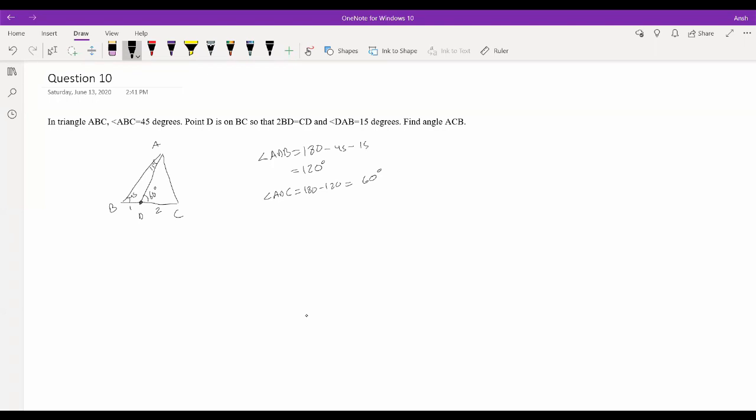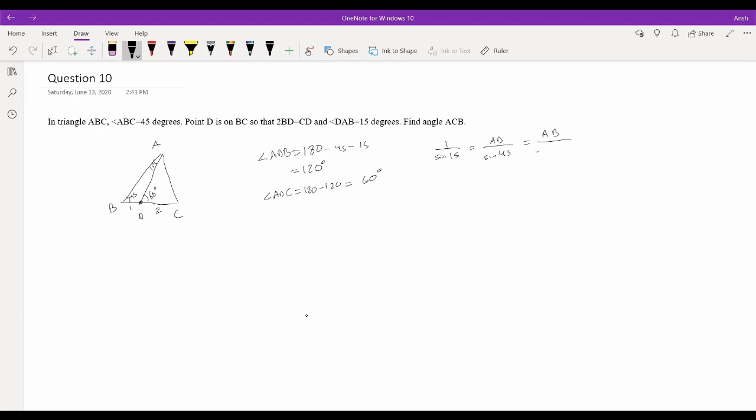So knowing that, we can now use the law of sines on triangle ABD. We know that BD is equal to 1. So we get 1 over sine of 15 degrees equals AD over sine of 45 degrees equals AB over sine of 120 degrees.